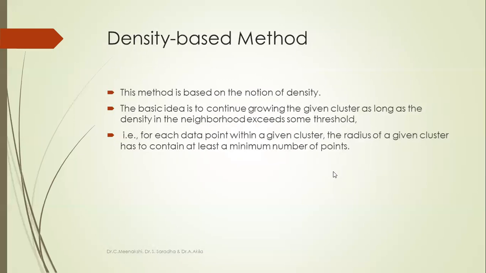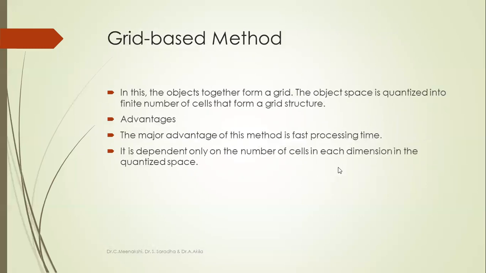And the next one is called the density-based method. This is based on the notion of density. The basic idea is to continue growing the given cluster as long as the density in the neighborhood exceeds some threshold. So we'll fix a threshold, and until the density exceeds the threshold, it will keep clustering. For example, for each data point in a given cluster, the radius of the given cluster has to contain at least a minimum number of points. So that is the density-based method.